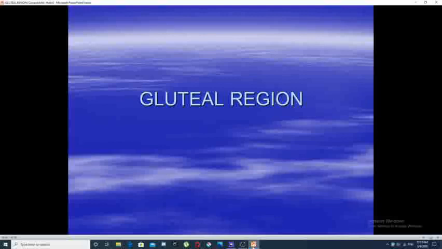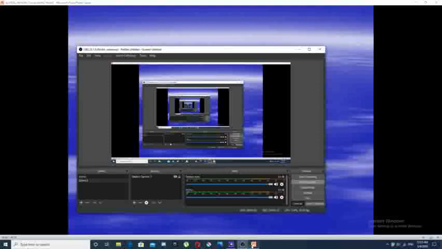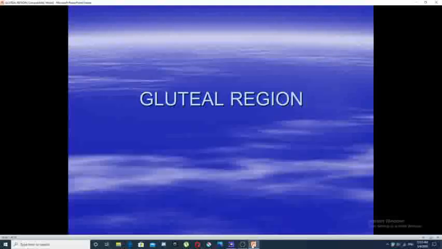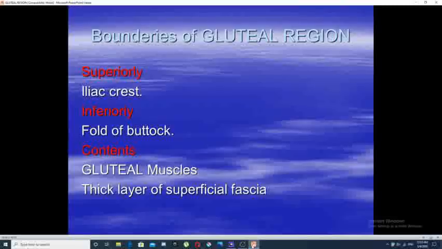Today we will start to discuss the anatomy of the gluteal region. First, what are the boundaries of the gluteal region? Gluteal region is bounded superiorly by iliac crest, inferiorly by fold of skin of buttocks.